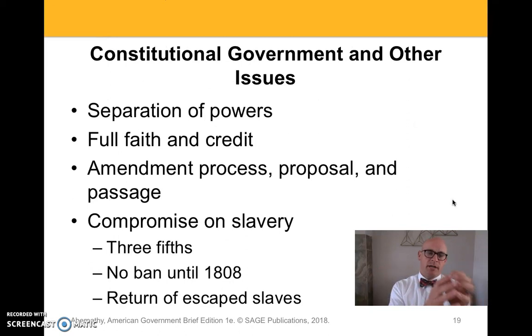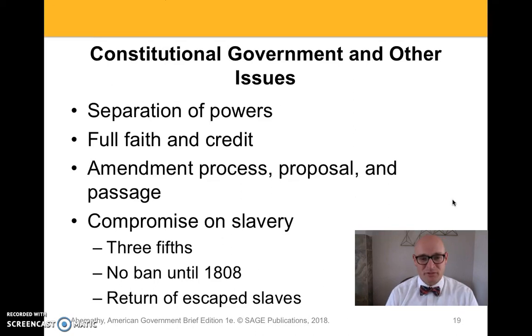So, some other issues. We gave each branch of government separation of powers. That's to say, Congress, or the legislature, has some powers, the executive branch has some powers, and the judicial branch has power. And then they have the ability to check each other's powers, to make sure that they're not out of line. There were some other things, like every state had the ability to determine who had property rights. And so each state would give full faith and credit to the government actions of the other states. We had to figure out how we would amend the Constitution.